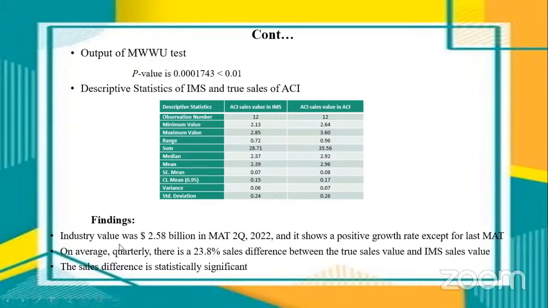Now, findings of the study. The industry value in the last MAT 2022, the value of the Bangladesh pharma industry, was 2.58 billion US dollars. And the growth rate was positive except the last MAT. That means except the last month, the industry value was positive. And on an average quarterly, the actual sales value of the industry is 23.8% higher than the IMS sales value. And the sales difference is statistically significant.